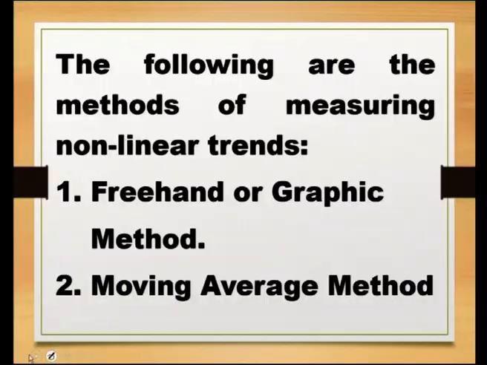Now, after studying linear trend, that is straight line trend, by the graphical method and method of least squares, next we proceed to discuss non-linear trends. The following are the methods of measuring non-linear trends. Freehand or graphic method is similar to the graphical method studied in linear trend. The next method is the method of moving averages. We shall discuss this moving average method with an example.